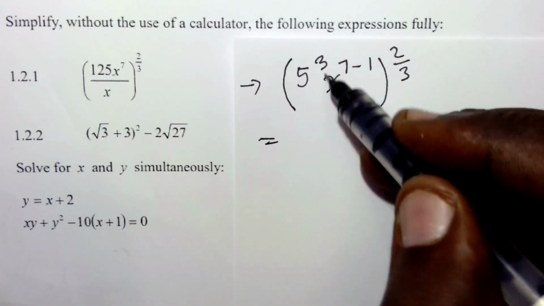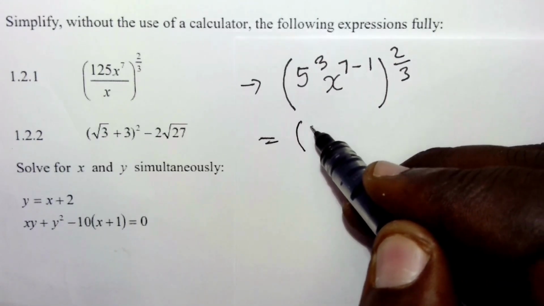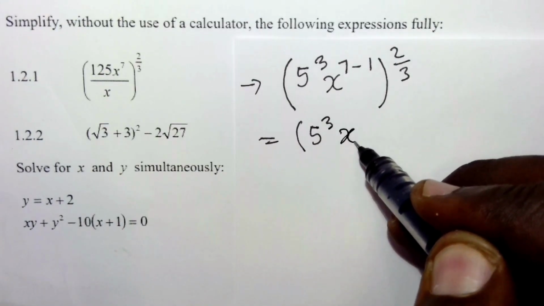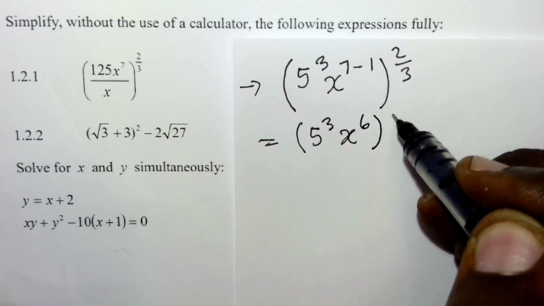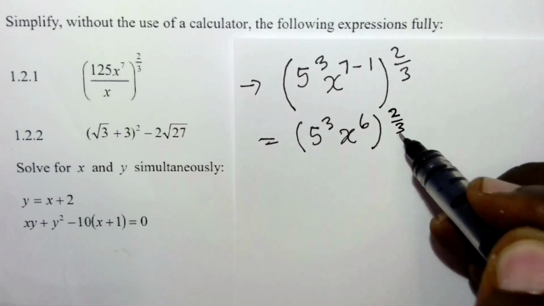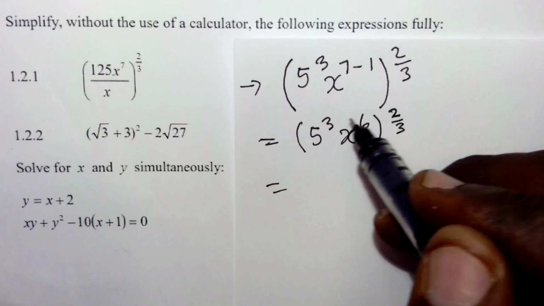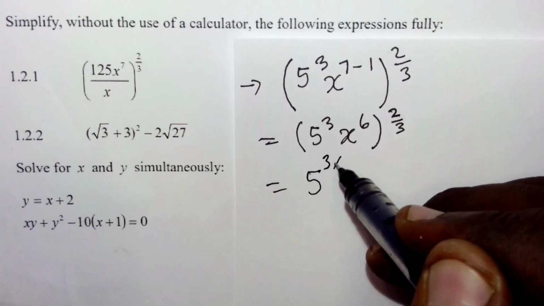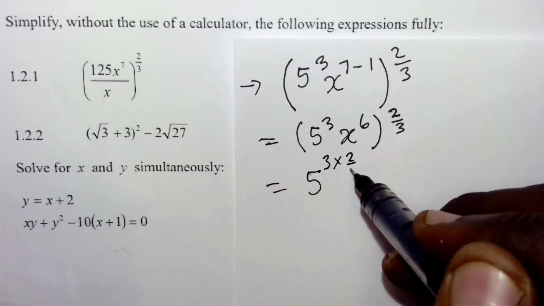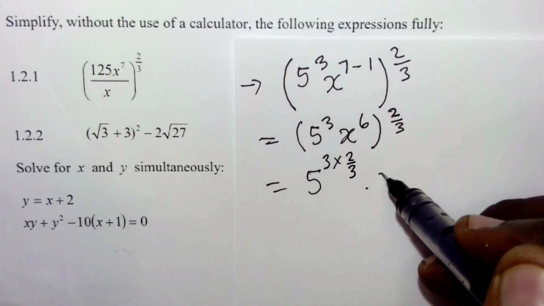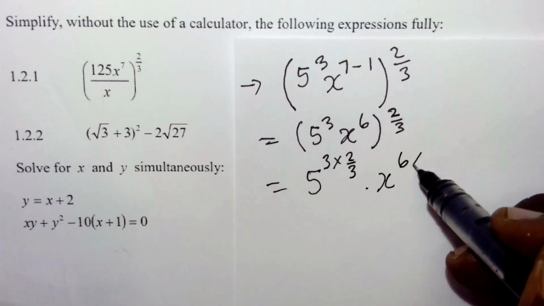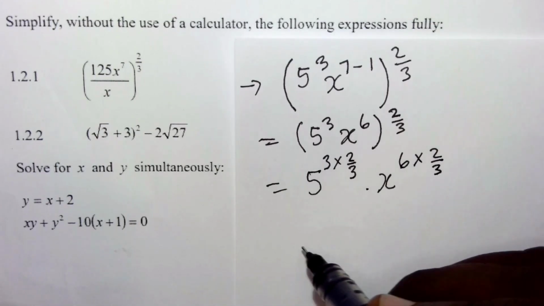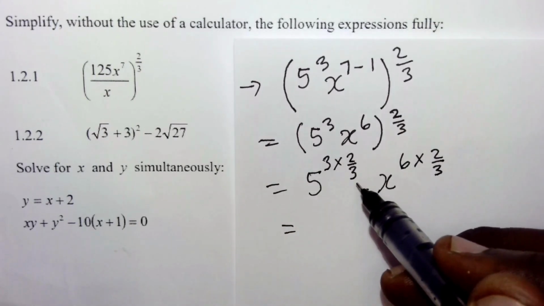So if you fix what is inside, you will have 5 to the power of 3. This one will be x to the power of 6. So the next move, you need to multiply the exponents. You will have 5 to the power of 3 times 2 over 3. Then we are here x to the power of 6 times 2 to the power of 3. And then the next move, these will cancel.